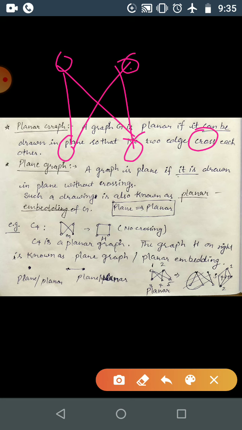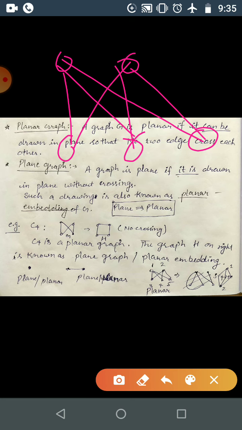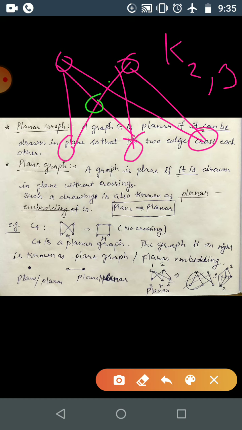Now come to K23. So here are 2 vertices, here 3 vertices. Correct? So this is K23 or K32, doesn't matter. So is this plane? No, it's not plane because here we have crossing, here we have crossing, here we have crossing. So we need to remove this crossing.